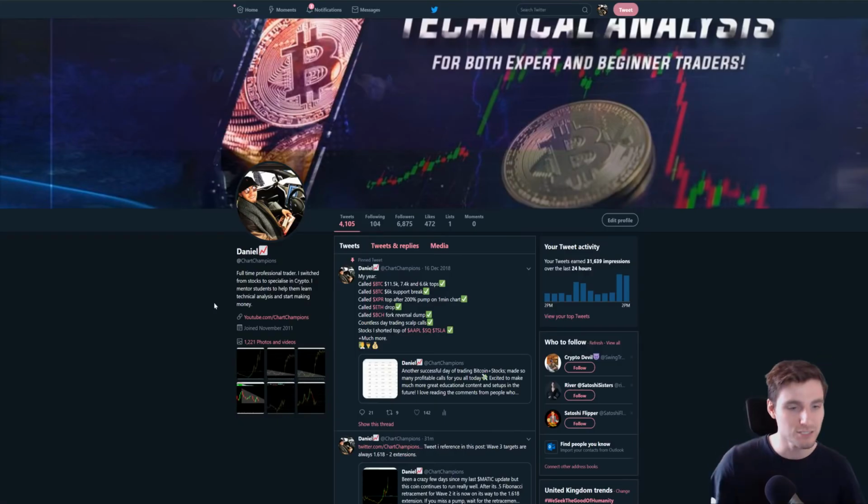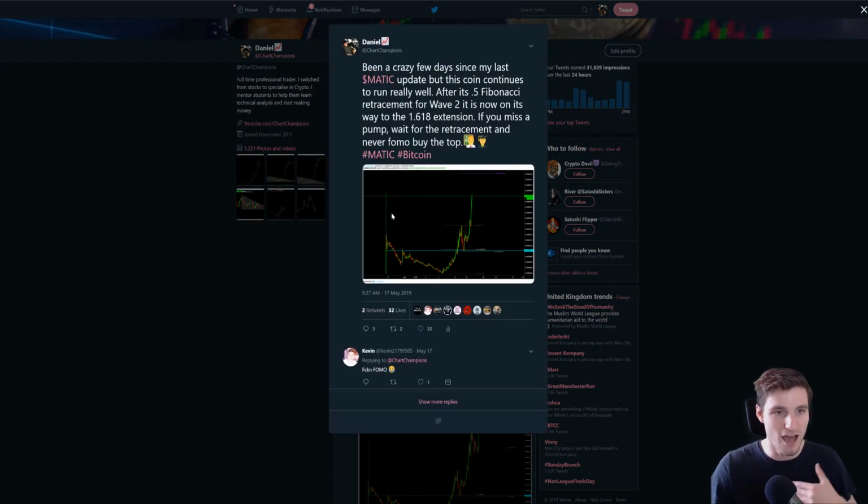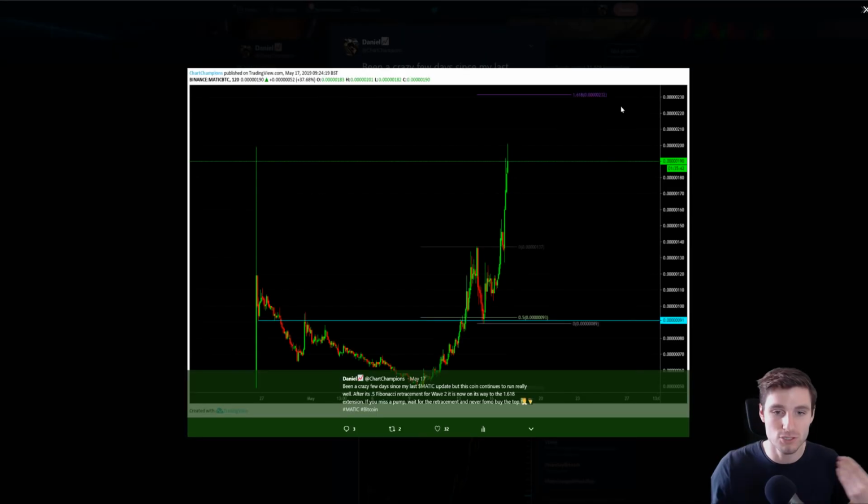This is one that I tweeted out, and how true has it become? Matic, and this was on the 17th, so 2 days ago. It continues to run really well after retracing to the 0.5 Fibonacci level for wave 2, and it is now on its way to the 1618 extension. If you miss a pump, wait for the retracement and never FOMO at the top. This was tweeted out at 190 sats. We're now on 243, a massive increase. But again, wait for the retracement.